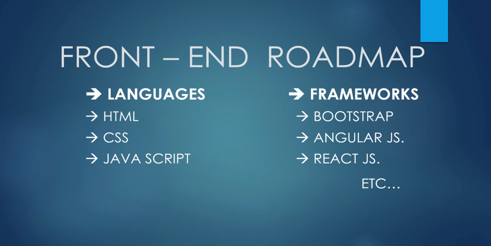So first just learn HTML, CSS, and JavaScript as a beginner. Just keep your eyes on HTML, CSS, and JavaScript. I'm not saying that you shouldn't learn the frameworks. You can learn the frameworks, but you have to learn HTML, CSS, and JavaScript first to be a front end developer. And after learning the front end languages, you will have to move on towards the frameworks.